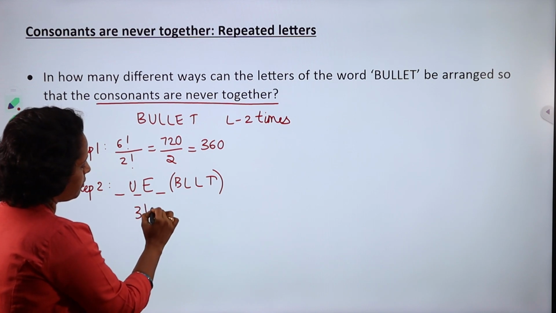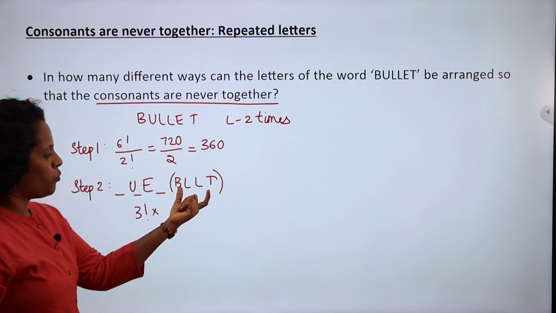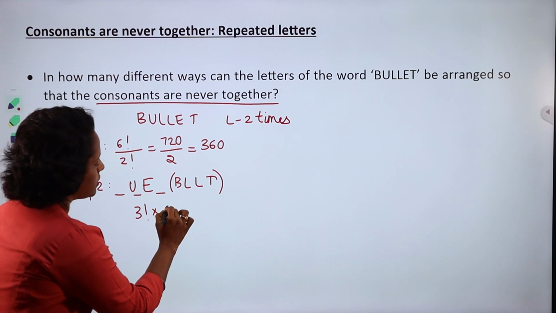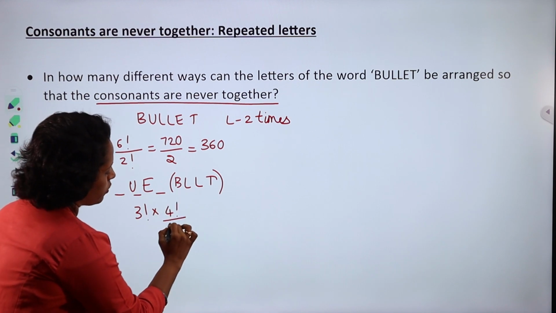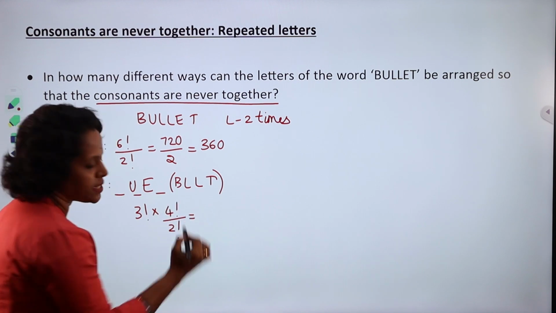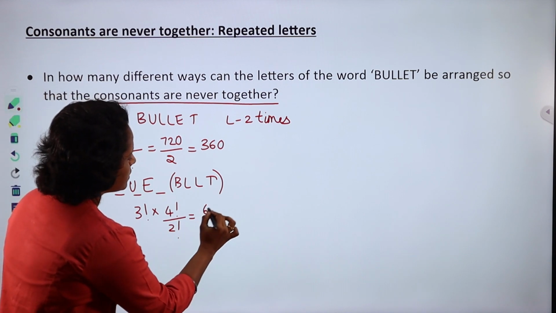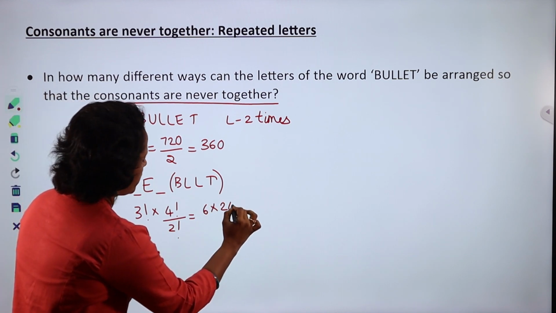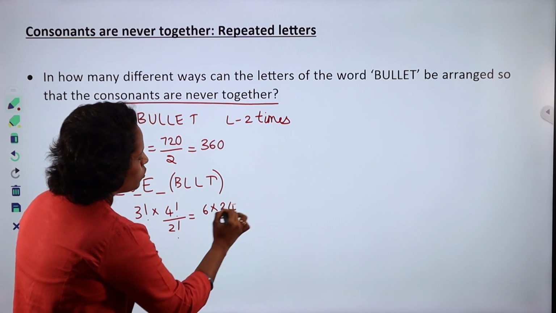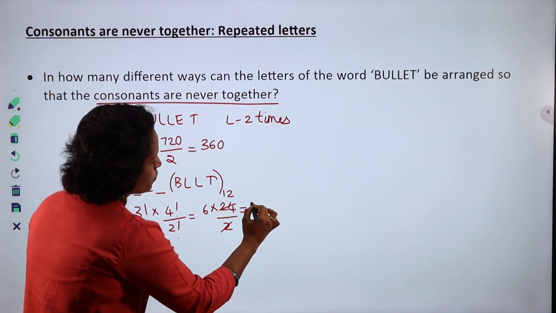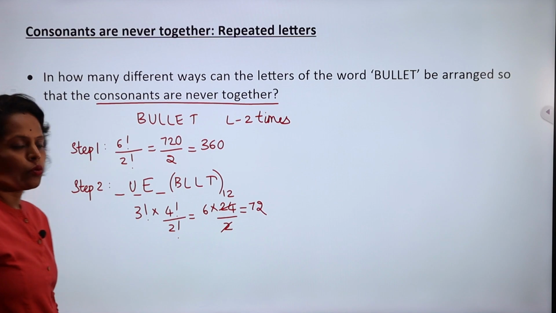That can be done in 3 factorial ways. Now, B, L, L, T, these 4 letters can be arranged themselves in 4 factorial divided by 2 factorial ways. This will be 6 into 4 factorial is 24 divided by 2. 2 ones are 2, 12s are 6, 12s are 72.